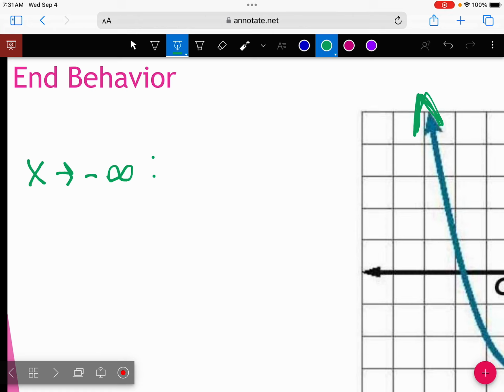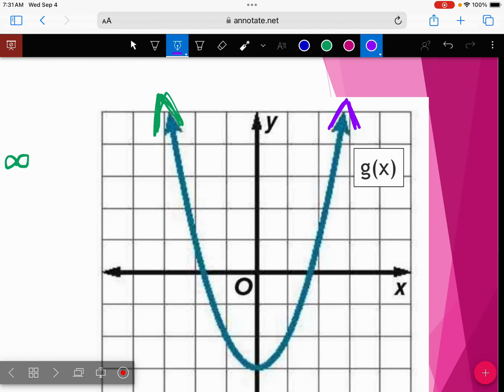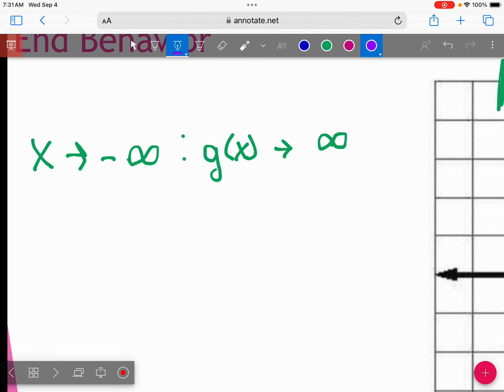So my y, or in this case it's called my g of x because it's labeled on the graph over there, g of x approaches which one? Positive infinity. Good. Yes. Positive infinity. Because as my x's get real small, my y's go up. So then let's do the right arrow. My right arrow is also pointing up. So we have as x approaches positive infinity, as my x's get real big, going out that way, my y's are also going up.